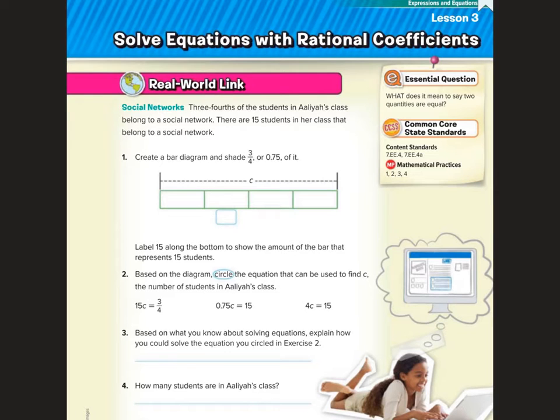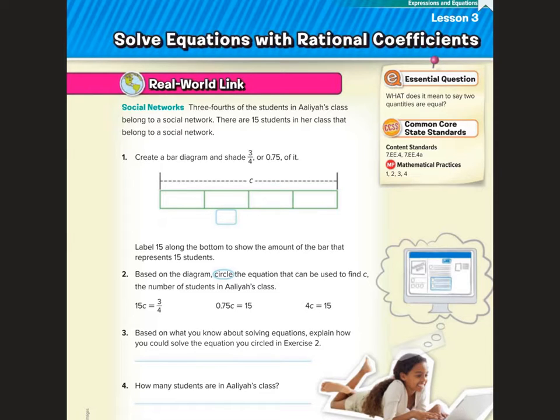This is the notes video for Chapter 6, Lesson 3, Solve Equations with Rational Coefficients. Feel free to pause the video, rewind, or rewatch any parts at any time. Let's start with the real-world link.